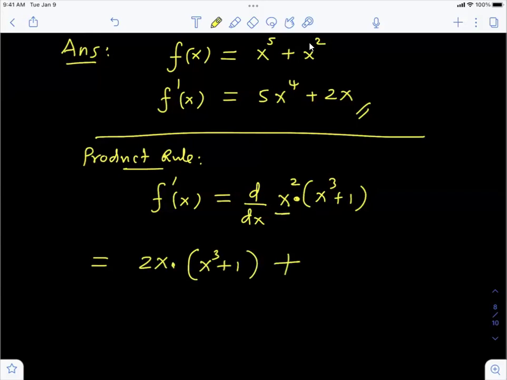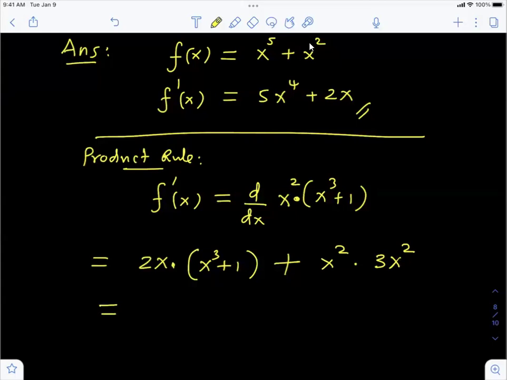Grab the first function, leave it as it is, and then take the second function and differentiate it. So when you differentiate the second function alone, can you see the derivative of x cubed is going to be 3x squared, and then this plus 1 disappears because it's a constant. Now let's try to simplify this.